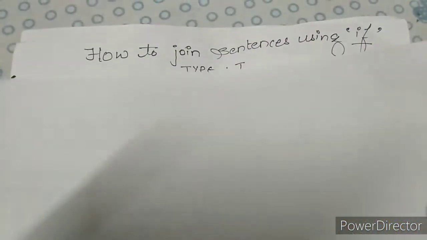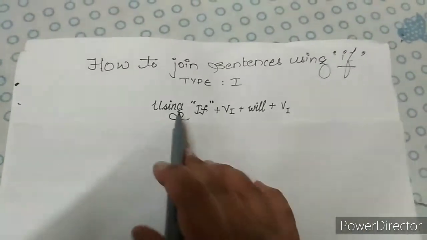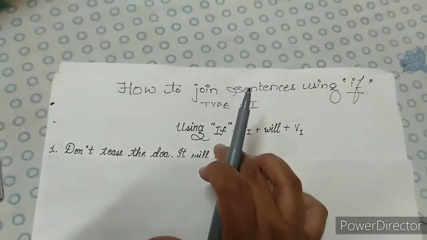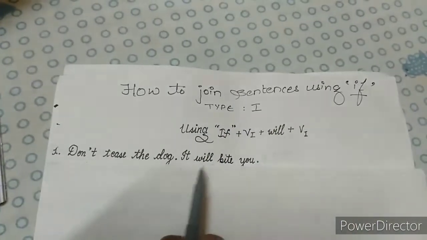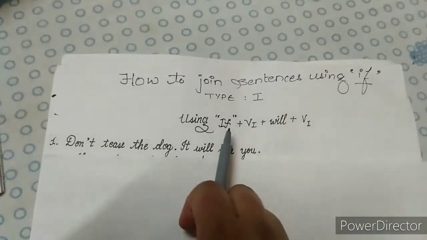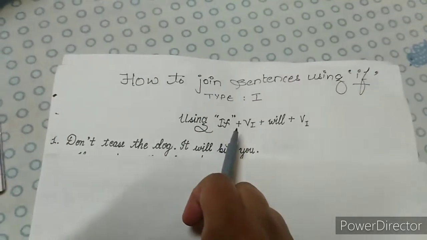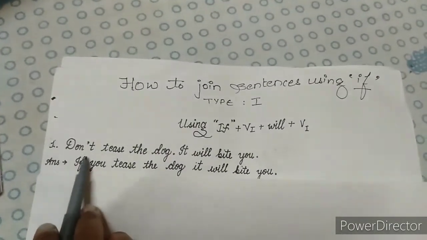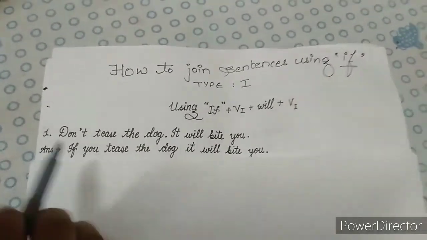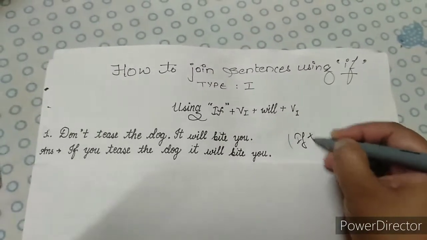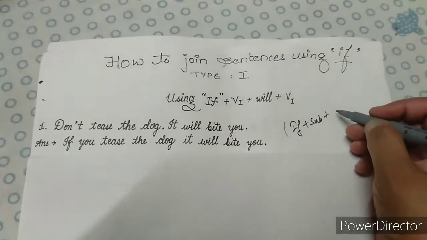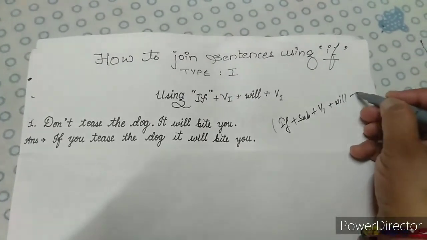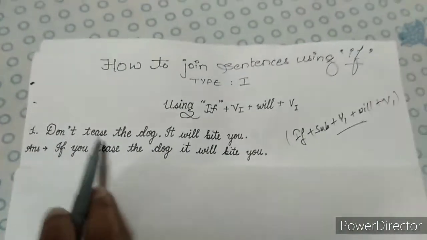Let's learn how to join sentences using if type 1. It is the structure which we use: if, then first form of the verb, then will, and then again the first form of the verb. Now let's try it in a sentence. Don't tease the dog, it will bite you. Using if, how would we do? If, then we'll add the subject, then first form of the verb, then will, then first form of the verb. This is the structure.